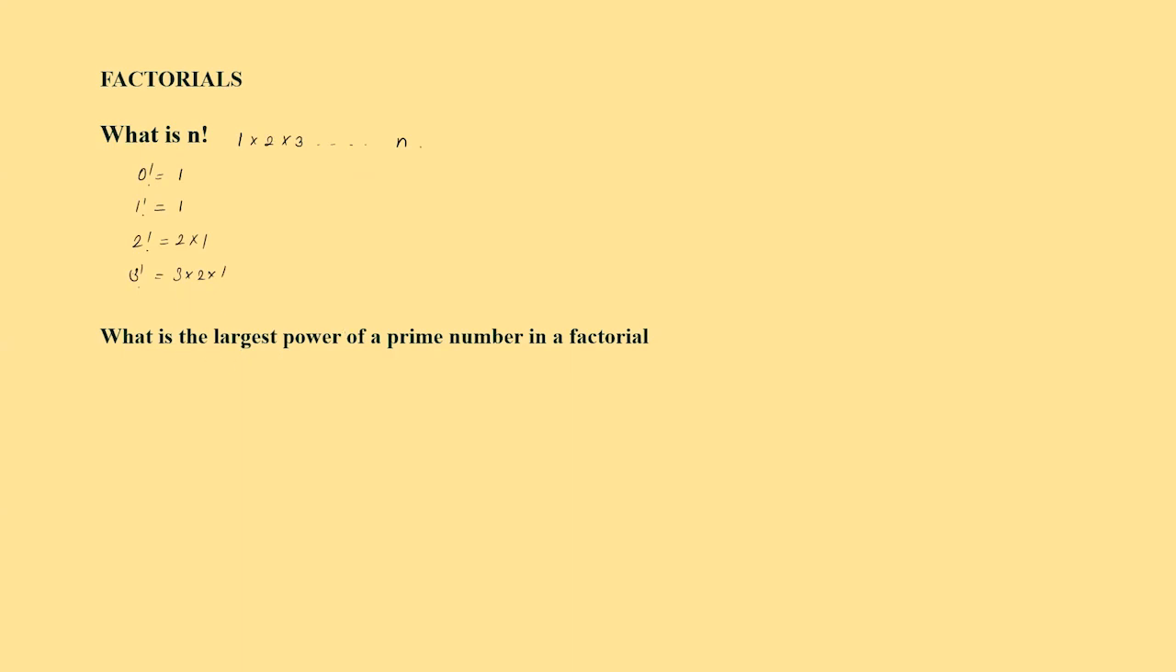Now, the basic kind of question that will come is, what is the largest power of a prime number in a factorial? First, a different example. How many zeros are there at the end of 15 factorial? So 15 factorial is 15 into 14 into 13, this keeps on going up to 1.